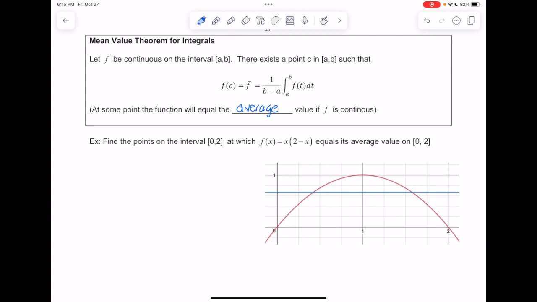So we talked about finding the average value of the function. It's possible, like if you have the average value on a test that we take, maybe nobody scored that average value. But they're saying that for the mean value theorem of integrals, as long as your function was continuous, then the average will be achieved at some point on the function in the interval. So let's go ahead and look at an example that explores that idea.